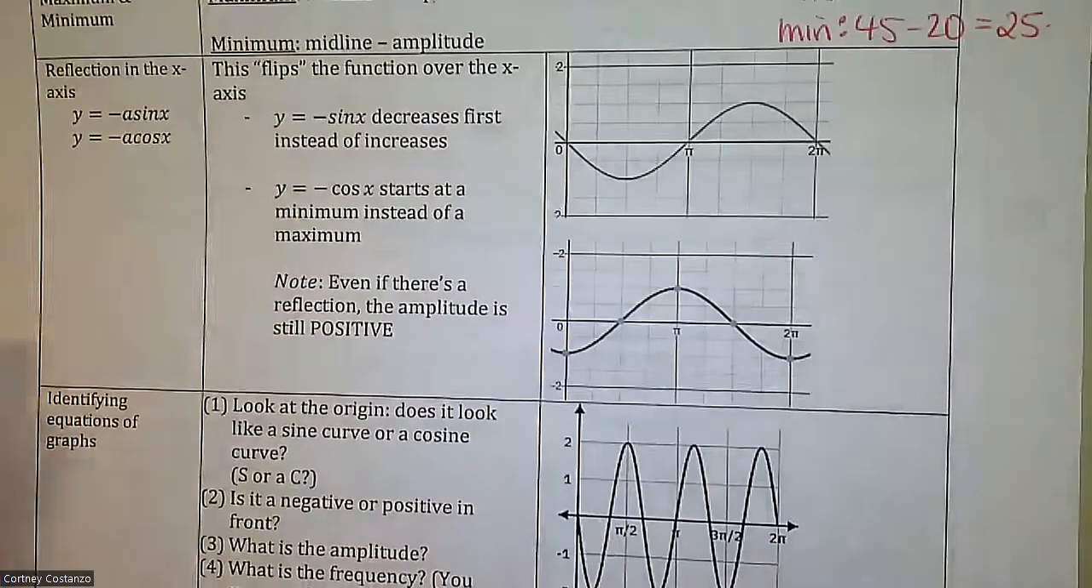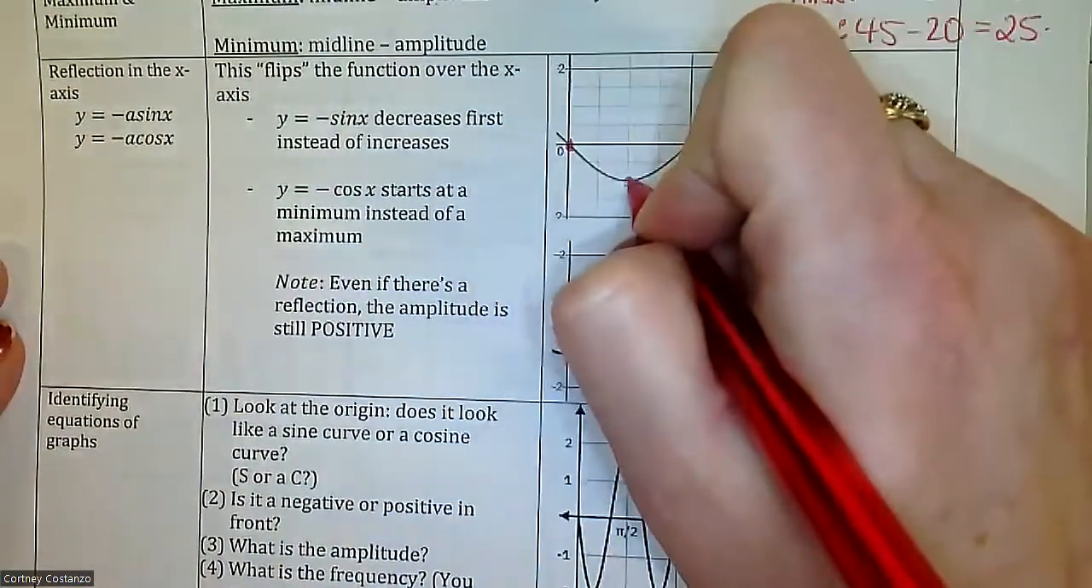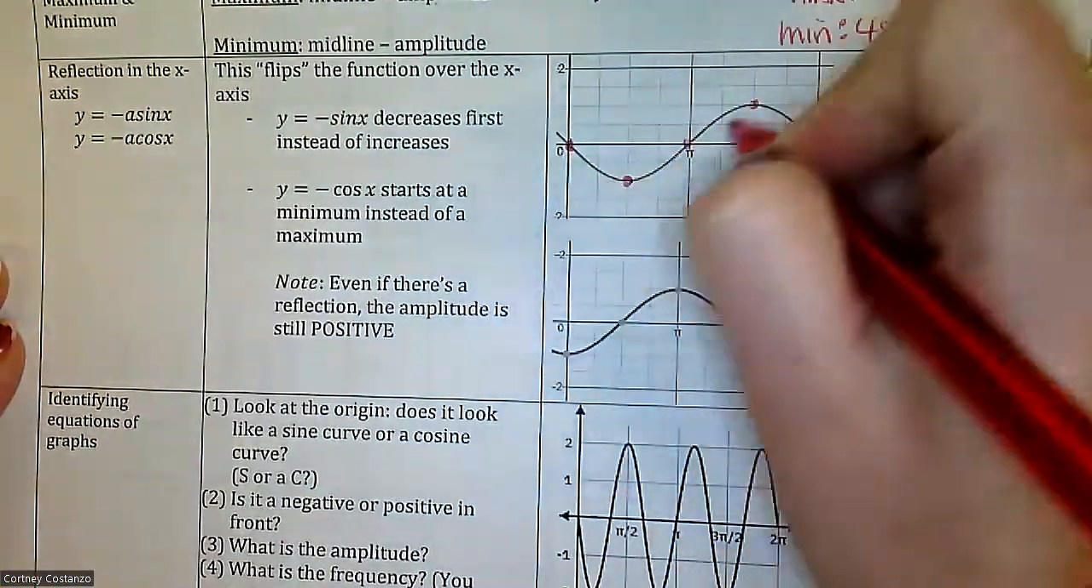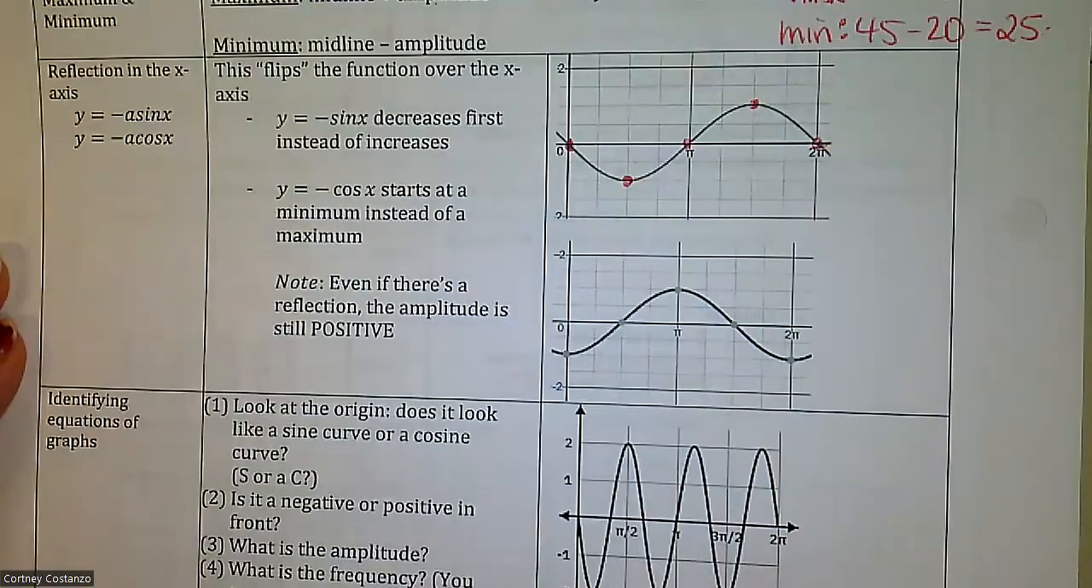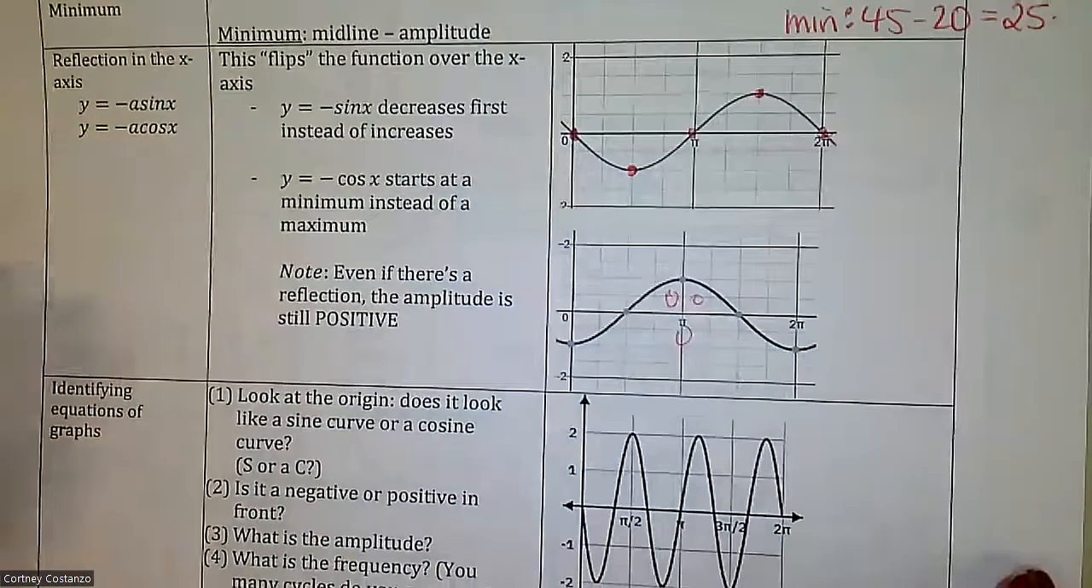All right, when things are reflected, basically if it's a sine curve, it's going to hit a minimum before it hits its maximum for a sine curve. It's just going to go down first. And if a cosine is reflected, I always think it looks like a ghost, but that's just because I'm weird.